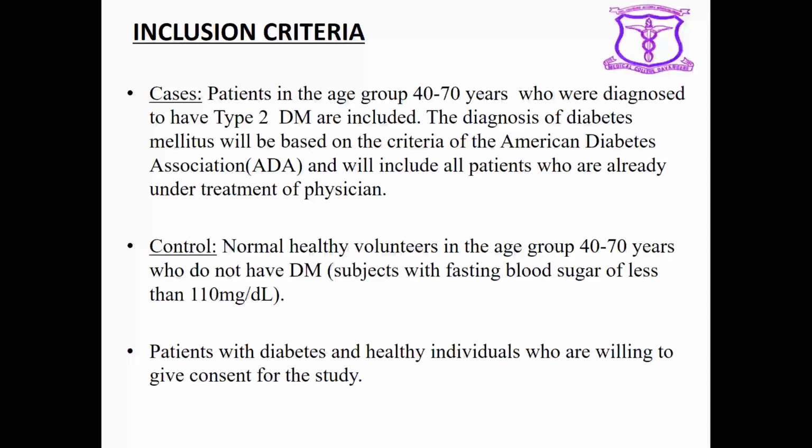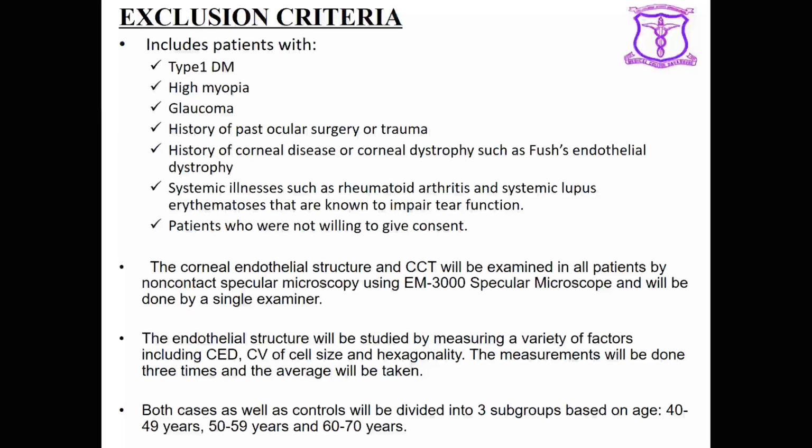Control group: normal healthy, age-matched subjects who do not have diabetes mellitus, with fasting blood sugar of less than 110 milligram. Patients with diabetes and healthy individuals who are willing to be considered for the study. The exclusion criteria include patients with type 1 diabetes mellitus, high myopia, glaucoma, history of past ocular surgery or trauma, history of corneal disease or corneal dystrophy such as Fuchs endothelial dystrophy, systemic illness such as rheumatoid arthritis and systemic lupus erythematosus that are known to impair tear function, and patients who are not willing to give consent.